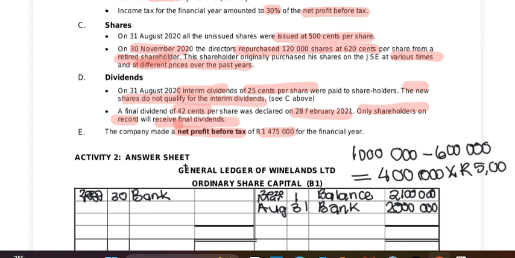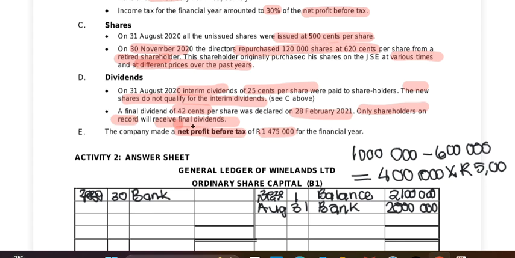So how do we calculate the average price? We look at the shares that are already in issue. So we know we have 1 million shares in issue because 600,000 from the beginning of the year and 400,000 from during the year. And what is our total value? It's the 2.1 million plus the 2 million, so it's 4.1 million.